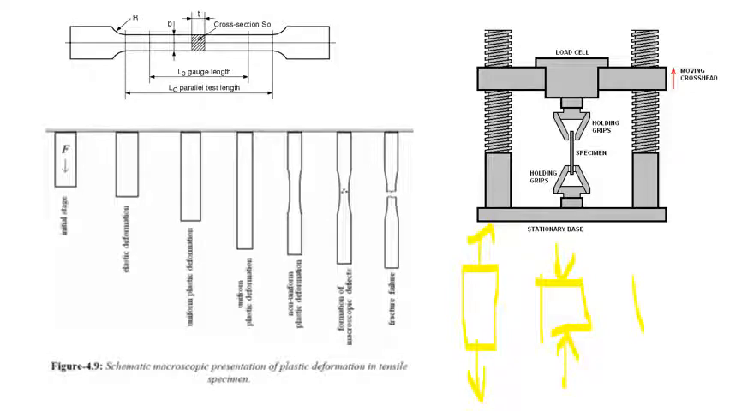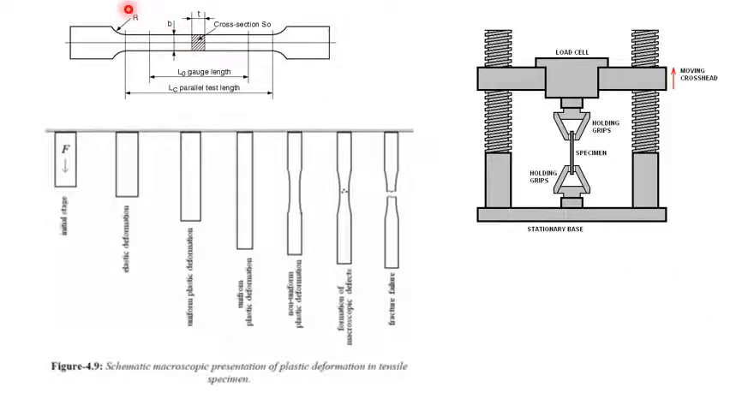If I shear it like this and like this, this is called a shear load. By applying these loads on this machine, how the material behaves will give a pictorial view of its mechanical properties.